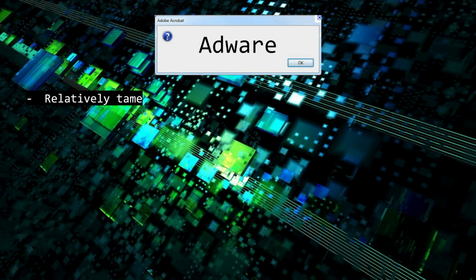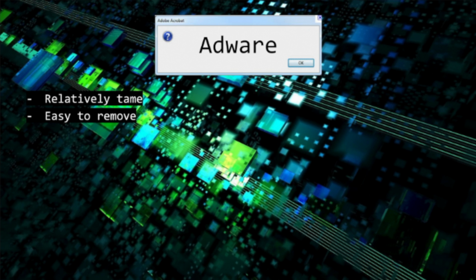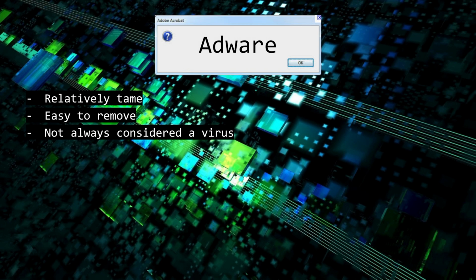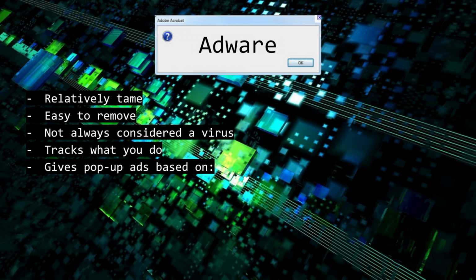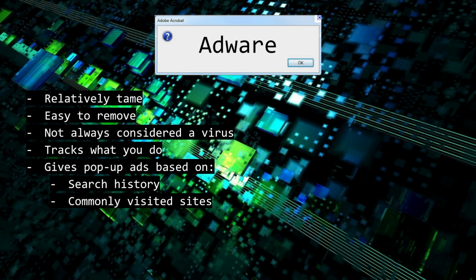Adware is relatively tame compared to the rest, and often is fairly easy to get rid of. In fact, it's not always even considered to be a virus, because oftentimes the user agrees to the tracking done by the software. Basically, adware tracks what you do on your computer and gives you pop-up ads based on things like your search history, commonly visited sites, and interests.